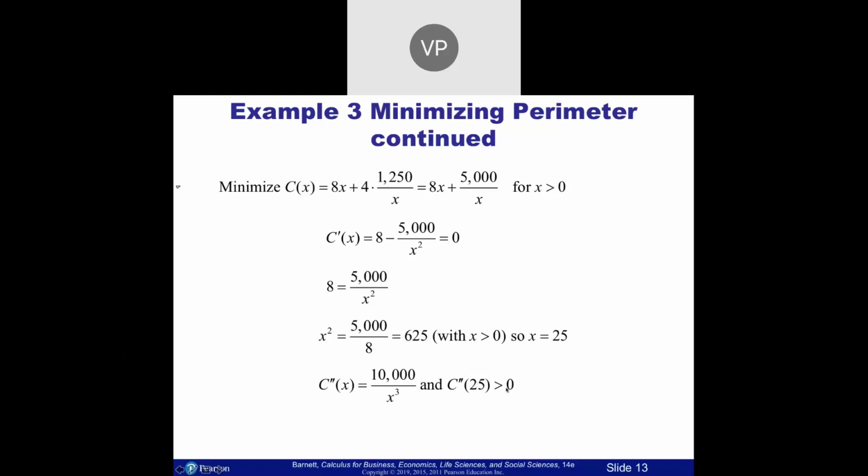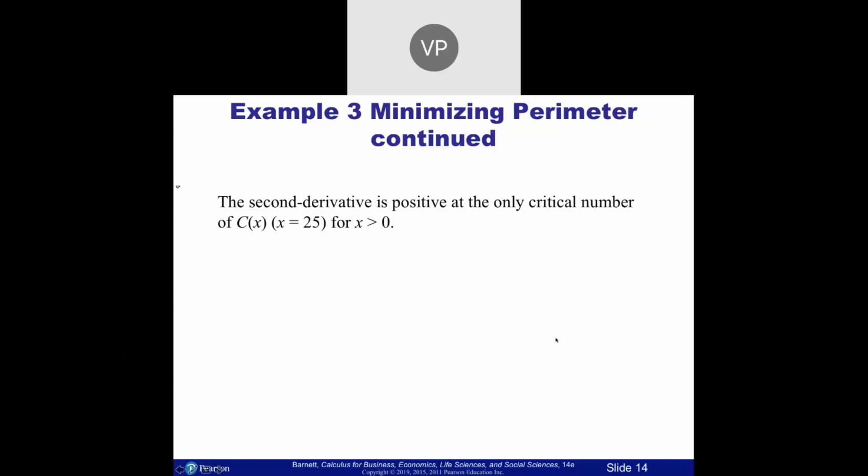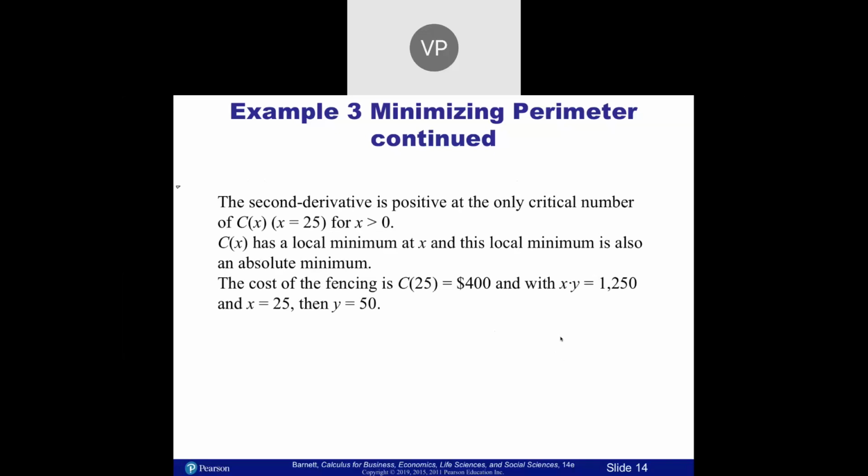It's greater than 0, therefore it's concave up. Therefore this 25 should be a minimum. And that's how we know from that second derivative here. All right, so it must be a local minimum.